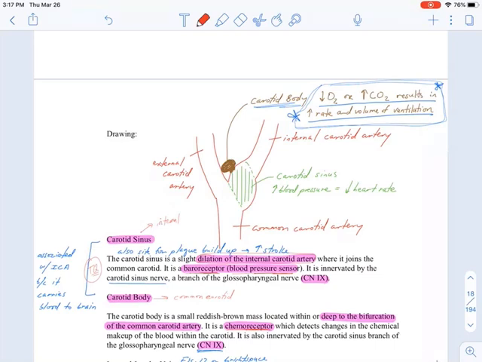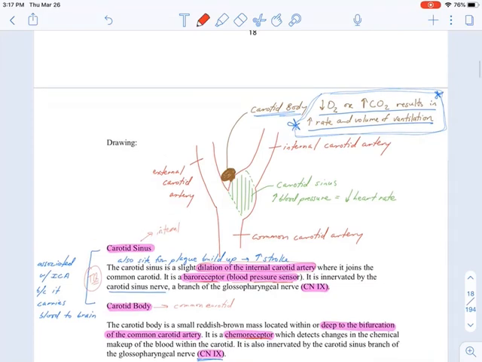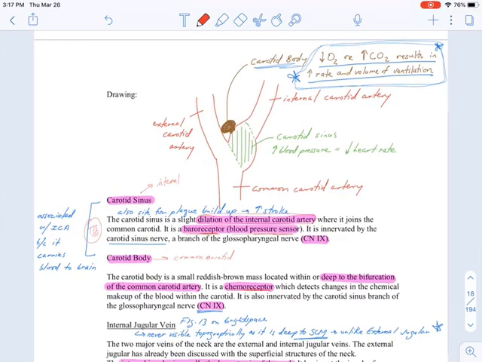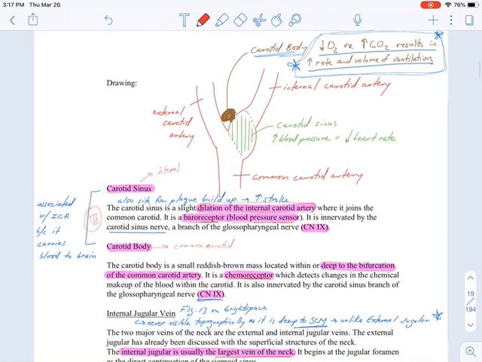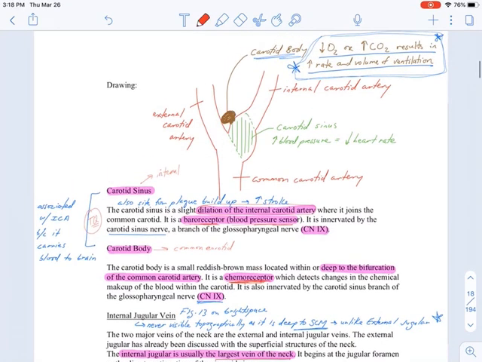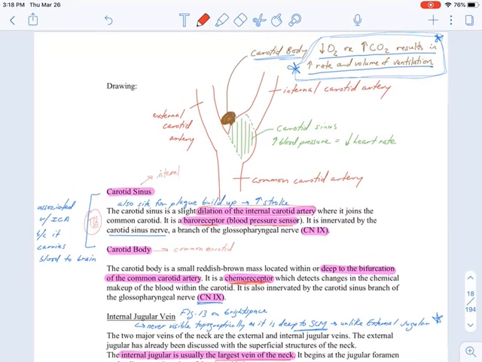So if you don't have enough oxygen or you have too much CO2, your breathing rate will increase, just to try to balance out your oxygen and your CO2. But that's what I mean by chemoreceptor. Really, you're just trying to keep a balance between oxygen and carbon dioxide.